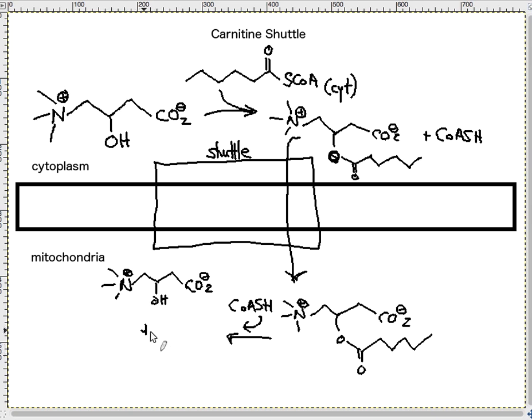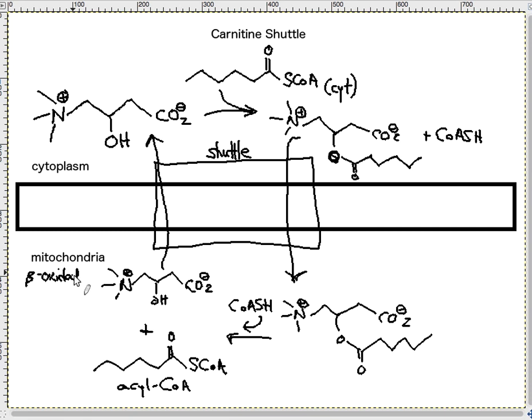Plus our original acyl-CoA. So acyl-CoA. Okay, and this carnitine can be shuttled back across the mitochondrial membrane to pick up another molecule of our acyl-CoA. And so this is how we get this acyl-CoA into the mitochondria, where, again, we're going to break it down through a process called beta oxidation.